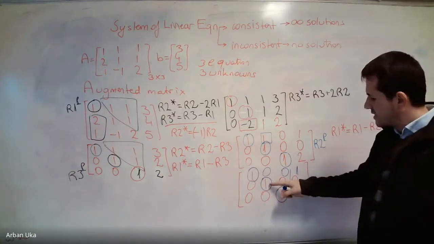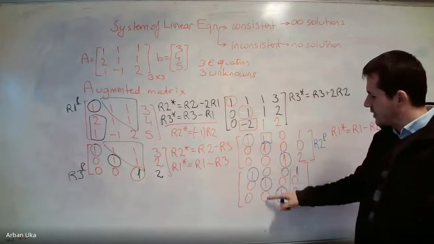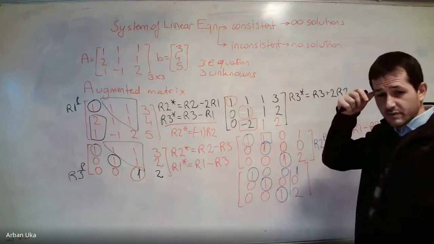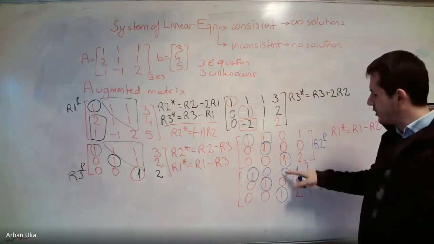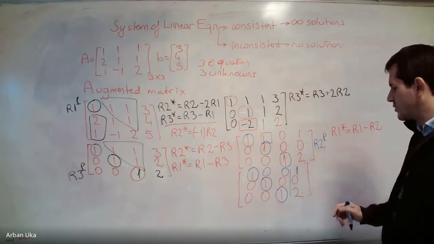Let's check this leading one. Is this the only number in its own column? Is the rest all zeros? Yes, all the rest are zeros. Good. Also, what about this one? Are all the rest equal to 0? Yes, they are. So this is all we can do.